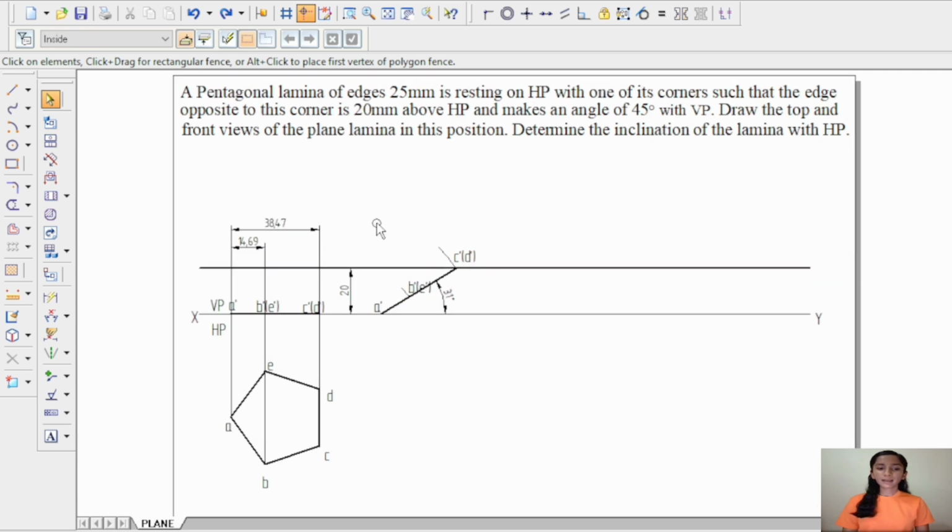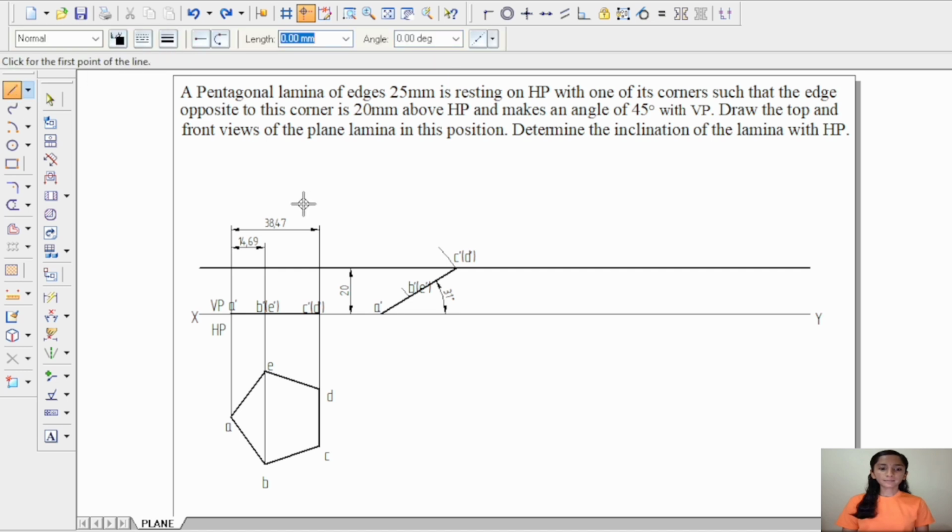Now let's draw the projection lines using line command. Select line command of thickness 0.13 mm. Since A is present over here, let's draw this and join to the point A. Similarly, point B. And point E. Similarly, point C and D.